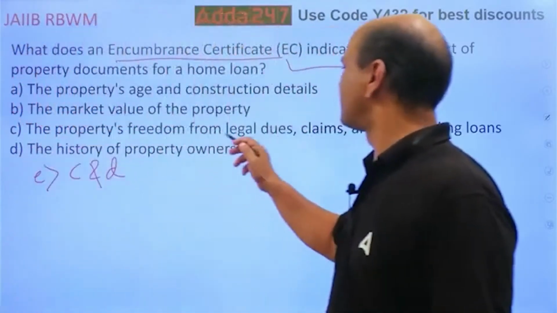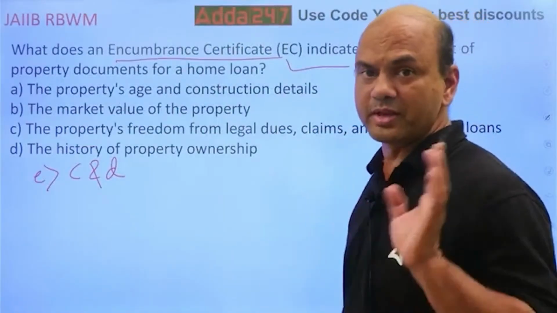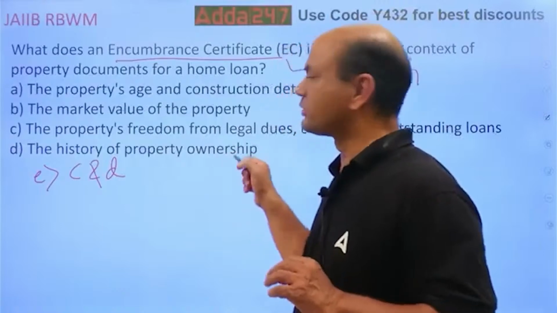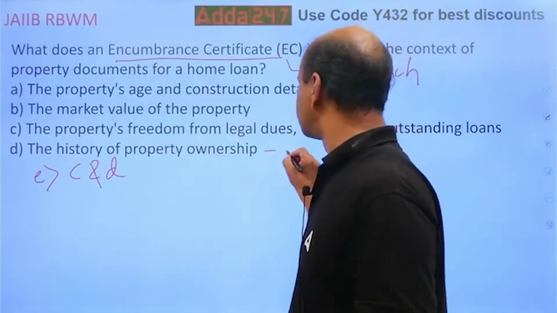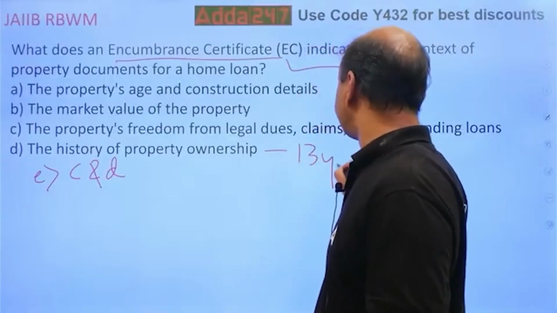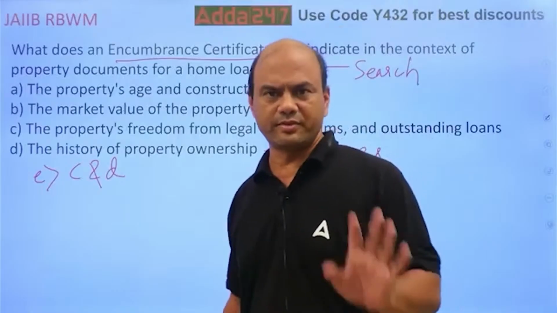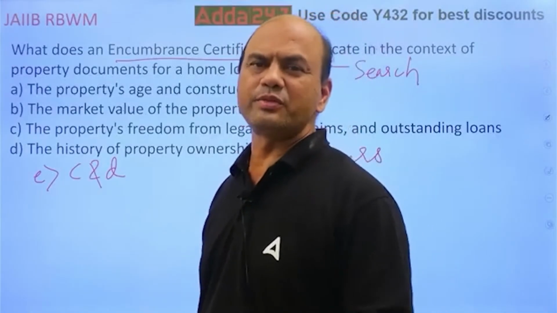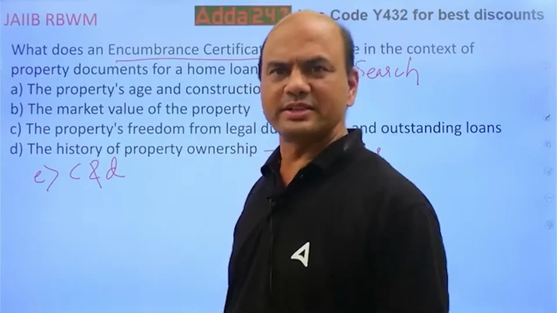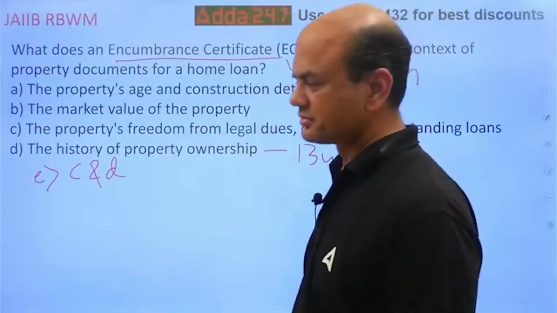See, property freedom from legal dues, claims and outstanding. So this will be given. And history of property's ownership, that is also given. But this history is given for, as per the rules, 13 years, 1-3. 13 years it's required. Okay? Because there is a law of limitation of 12 years, right? That's why this 13 years report is required. Got it? Clear?